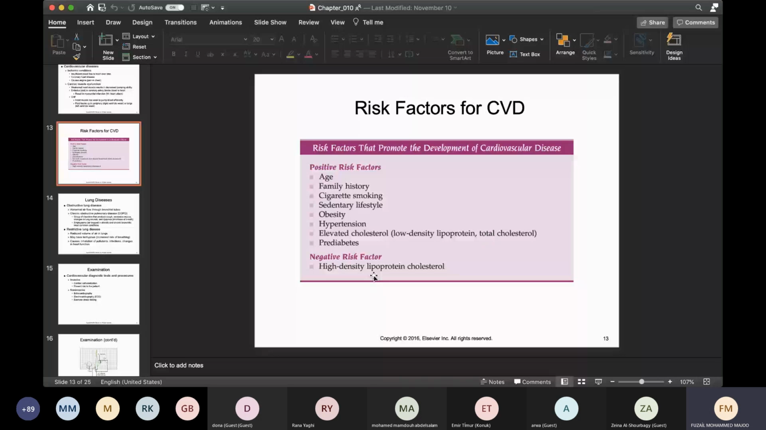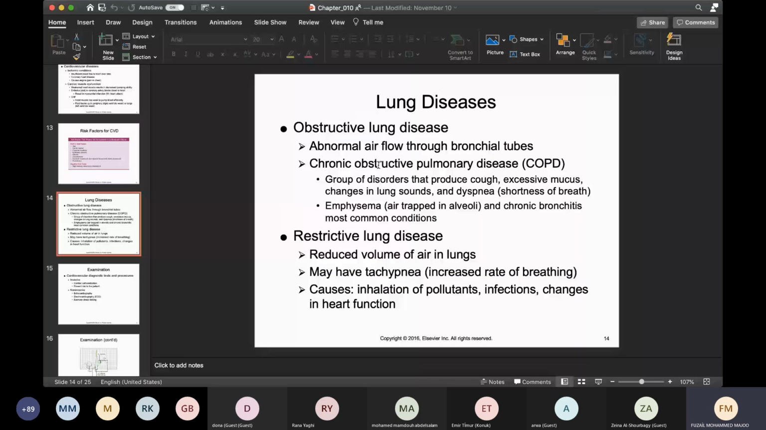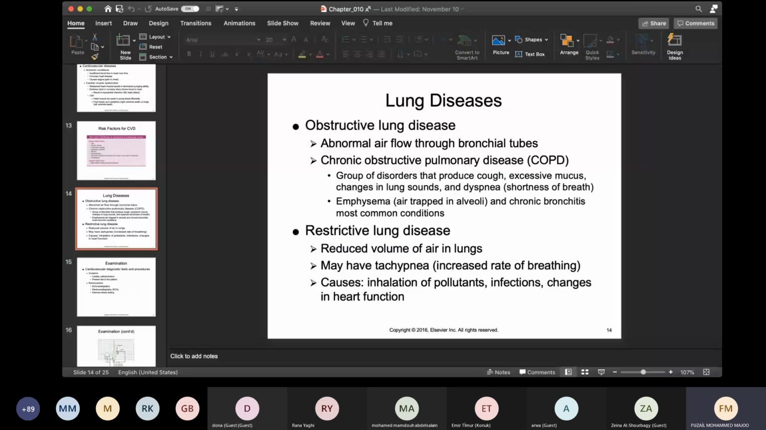Now, there's a lot of lung disorders also. Amongst them is, let's take a break for a little bit and then we'll continue. All right. We'll come back in 10 minutes.